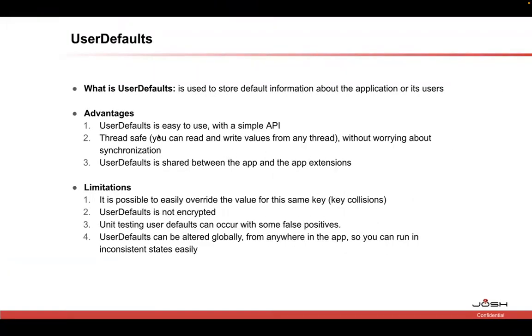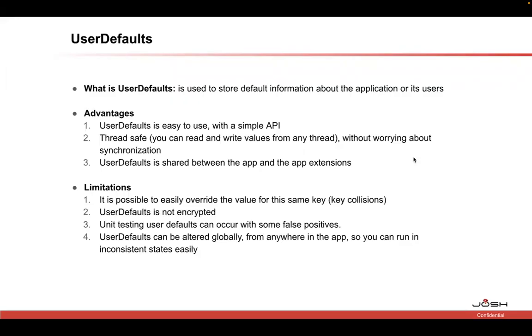Okay, so these are some advantages of UserDefaults, like it's easy to use with a simple API. You only use that particular singleton class to store data or to retrieve the data. It is a thread safe operation. Every time you are not worrying about synchronization, there is no need to synchronize every time after storing the data. It will get auto synchronized, so it's thread safe. Okay, and it's shareable between the app and app extension.